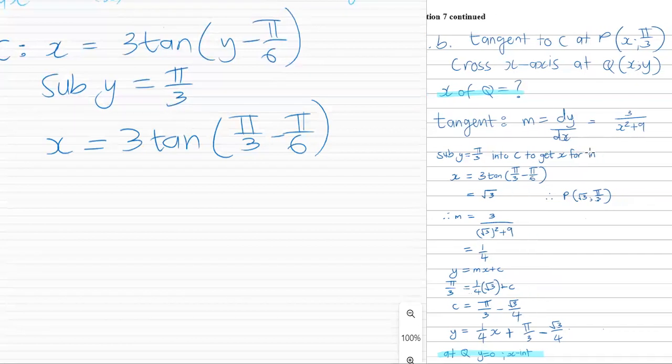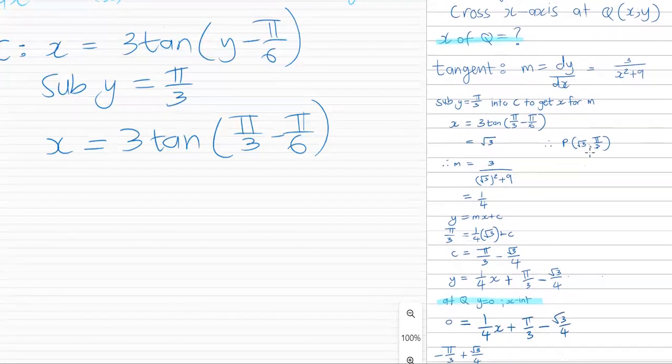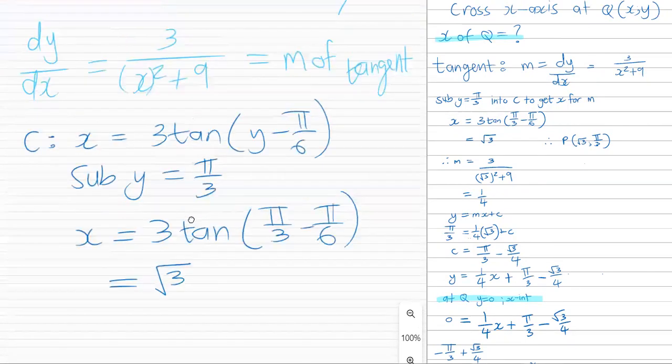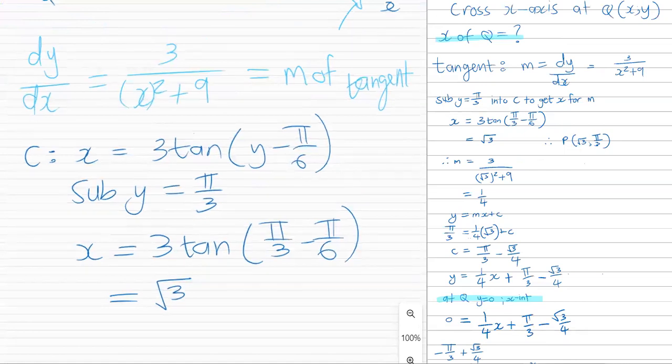I got point P as square root 3. That makes sense. Okay, so x is equal to square root 3, and now we have our correct x value. So in order to find the actual gradient of our tangent at point P, we have to sub in the x value at point P.